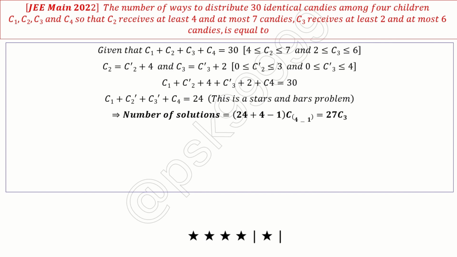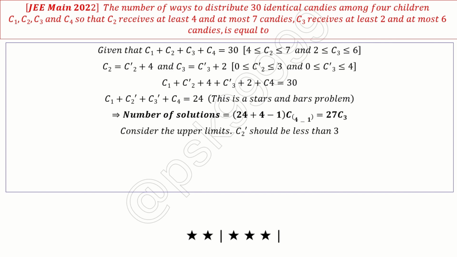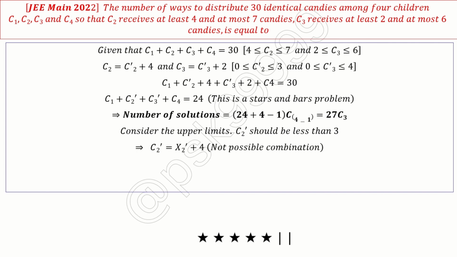Then now go to the upper limit of the individual ones. Let's consider that C2 dash should be less than 3, right? This is the condition. So let us consider all cases where C2 dash is 4 and above. How do we do that? Let's take one more variable, C2 dash equal to x2 dash plus 4. Which means I am considering all cases where C2 dash is 4 and more, correct? So this is not a possible combination, we should subtract it.